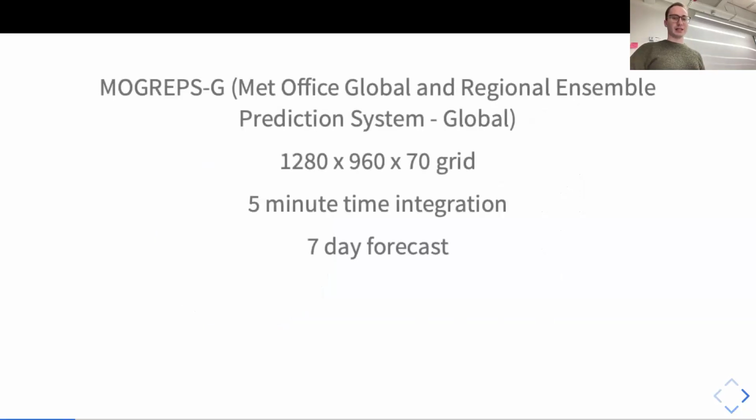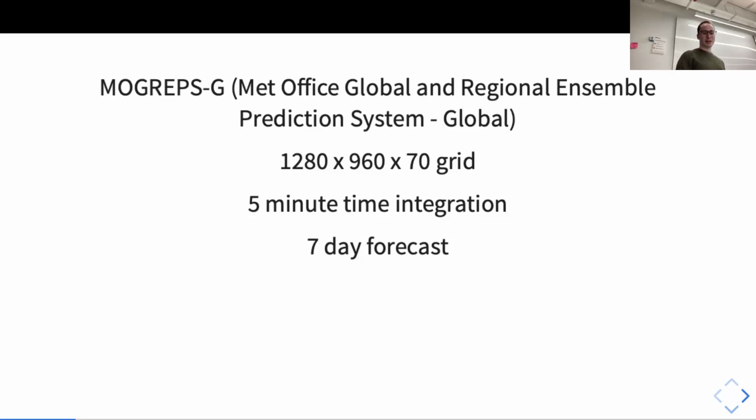Okay, so as an example, the Met Office uses this system called MOGREPS for their operational forecasts. To give you an idea of the scale of the data and the problem that they're dealing with, their grid has this dimension: 1,280 columns going around the globe, then 960 layers going from the South Pole to the North Pole, and then 70 layers going out in altitude.